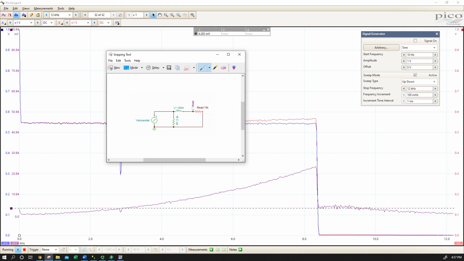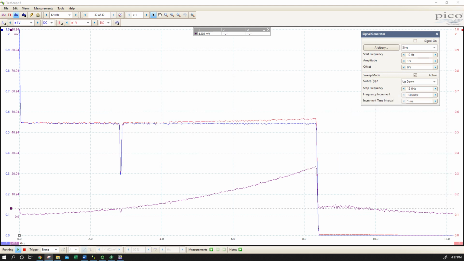So higher frequencies means the reactance on our inductor gets higher, the voltage drop over our resistor ends up getting lower proportional to the total circuit voltage.